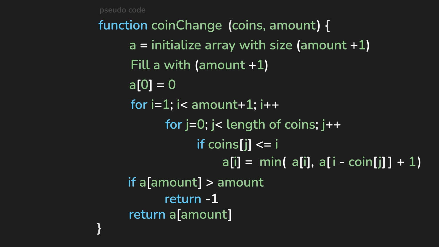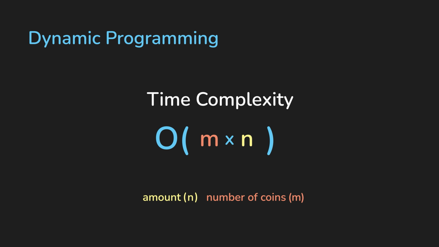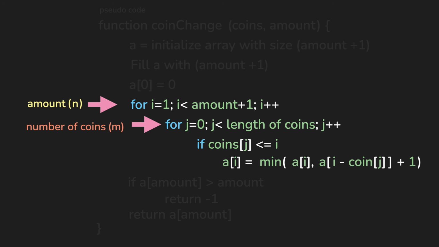This is the solution for the iterative bottom-up approach of the coin change problem. If the number of coins is m and the amount is n, the time complexity would be O of m times n, because we are iterating through the amount, and inside that loop, we are iterating through the number of coins.